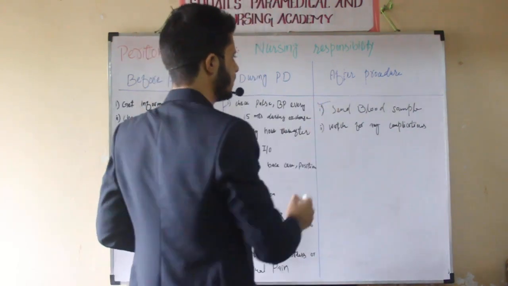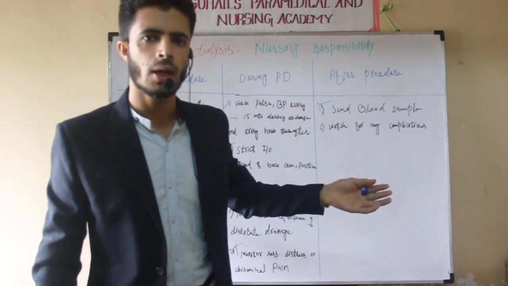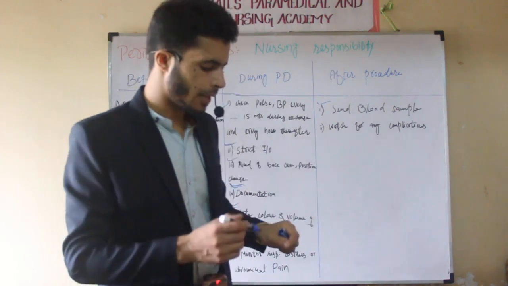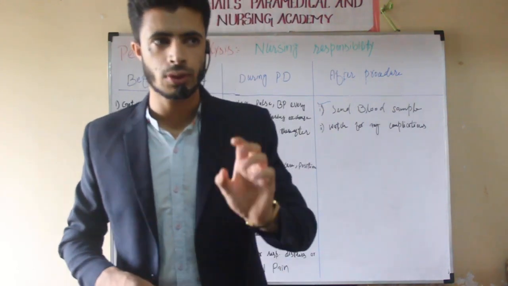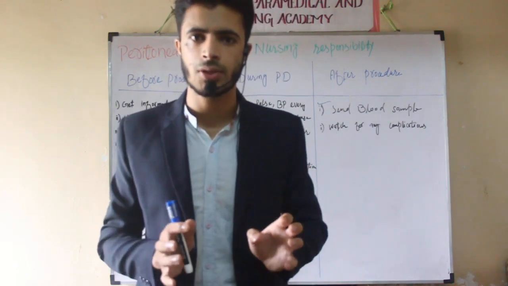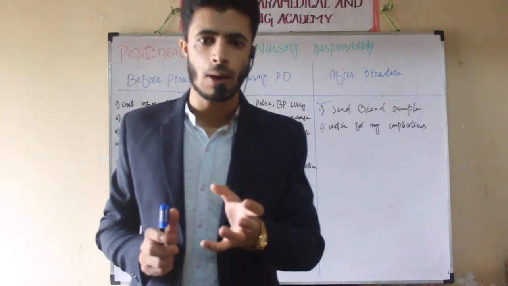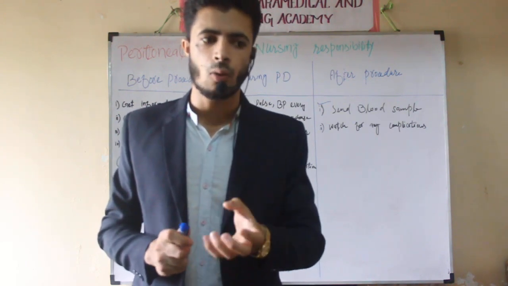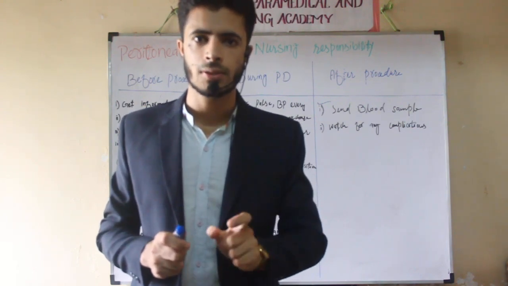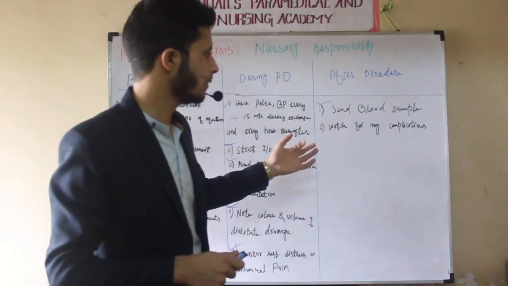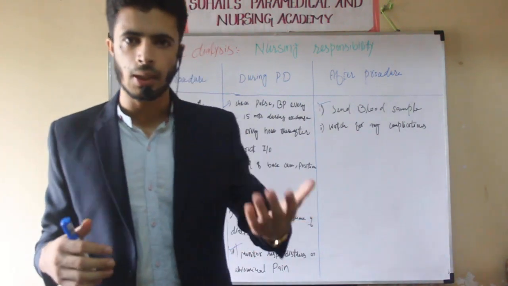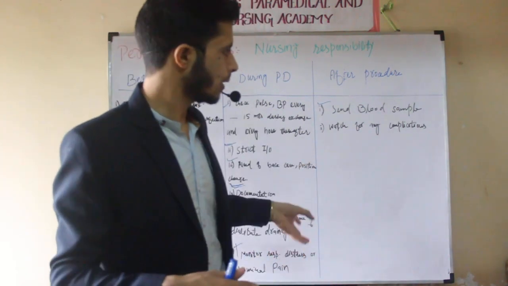Another is after the procedure. After the procedure, we have to send the blood sample to check the lab values, and we have to watch for any kind of complication. I told you there are some complications that we have to check. What are the complications that can occur during peritoneal dialysis? One of the main complications is infection. There are chances of infection, there are chances of peritonitis, which is infection in the peritoneal cavity. These are the main complications in case of peritoneal dialysis. There are many other complications also, and we have to know all these things.